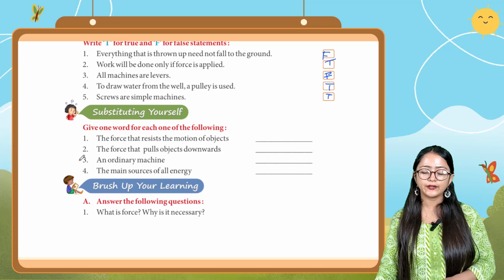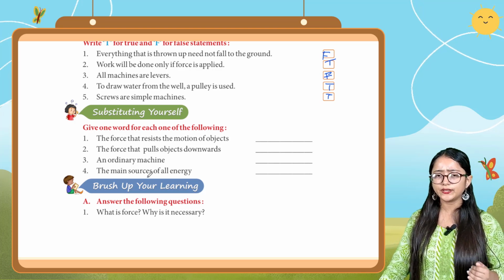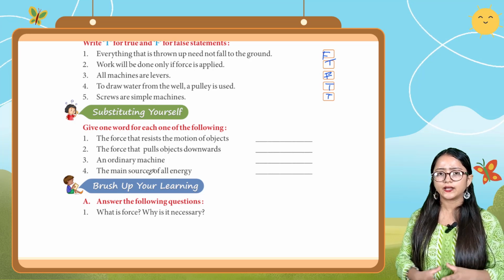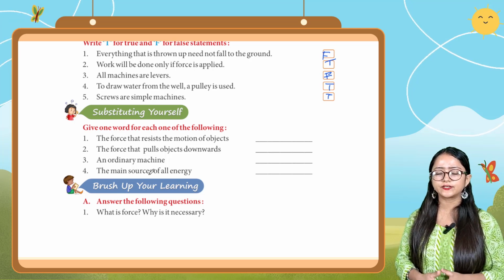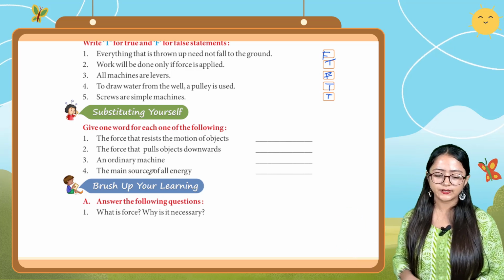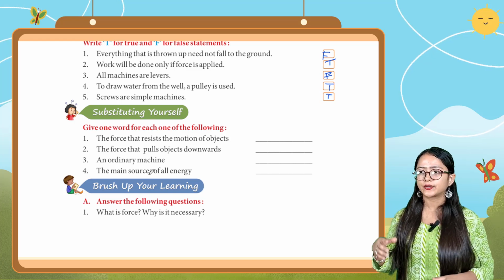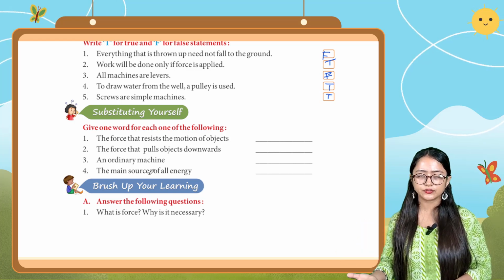Then third one, an ordinary machine. You can give an example of an ordinary machine, like for example, scissor which comes under the lever. So you can write lever over there in this blank. The main source of all energy. You can write sun. Sun is the main source of all energy.